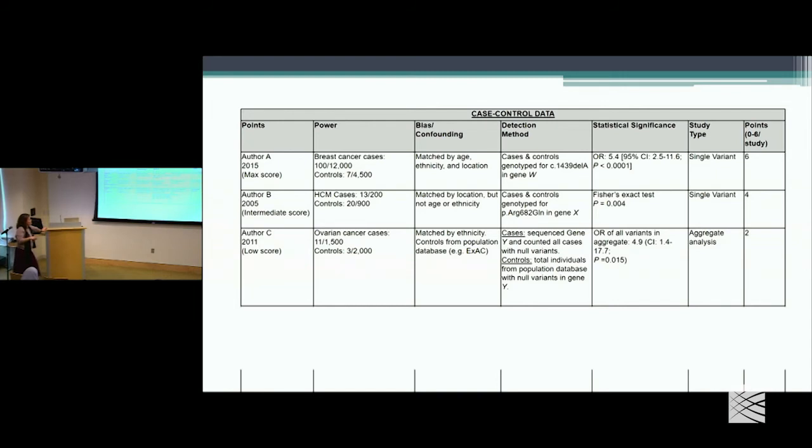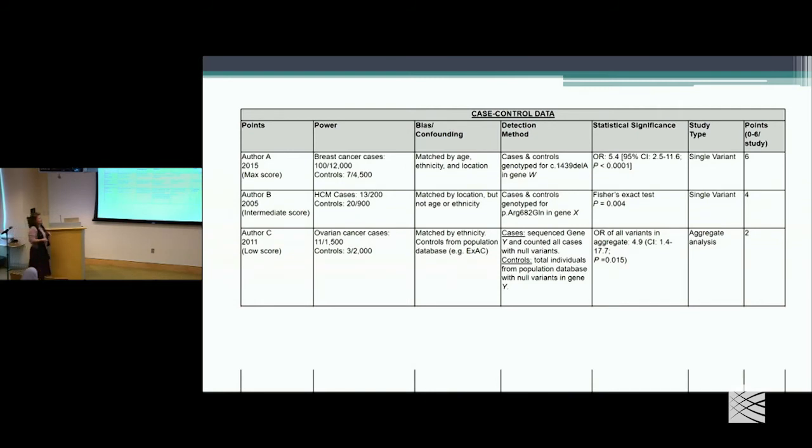The cases and controls were genotyped for the variant. It was a single variant analysis. The p-value wasn't as high, but it was statistically significant. They scored that 4 points. This was a burden analysis looking at ovarian cancer, where they sequenced the gene and counted all cases with null variants and then compared that to the ExAC population database. A p-value of 0.015, so statistically significant but not that high. They scored 2 points for that.